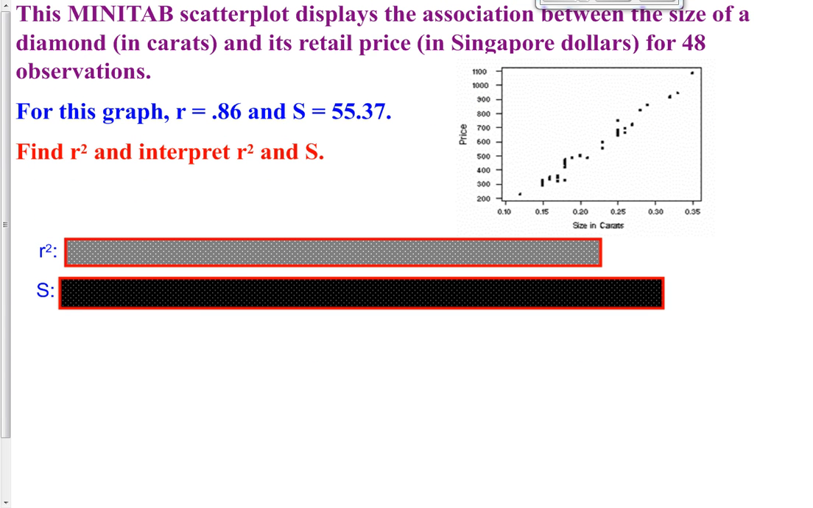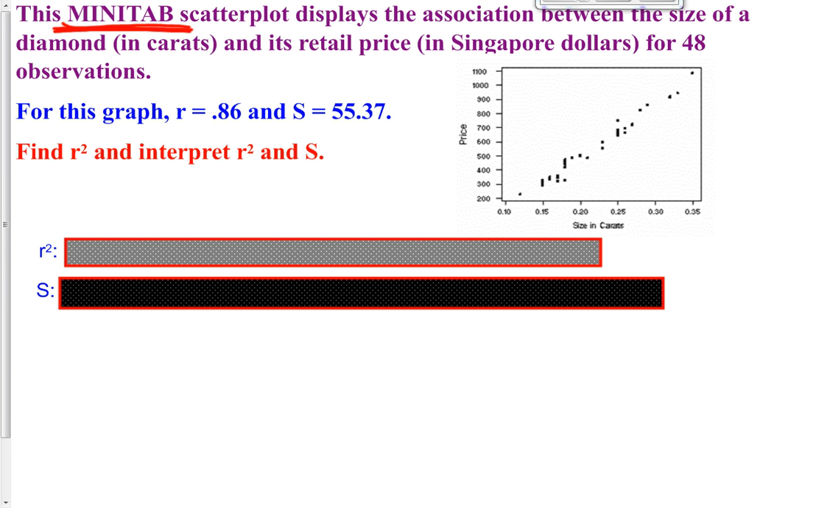So here's one example. This Minitab scatter plot shows the association between the size of a diamond in carats and its retail price in Singapore dollars for 48 observations. So there's 48 data entries on this scatter plot. Minitab is just a software system that many businesses use to generate data and to generate certain aspects of the data that is beneficial to the reader. So Minitab is a very common software system.